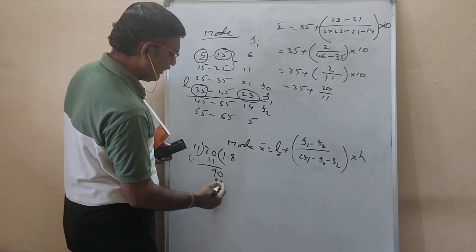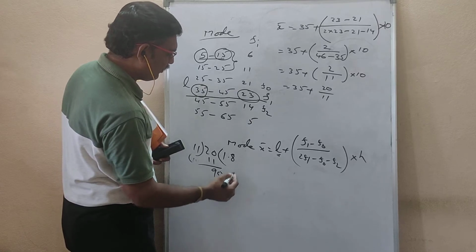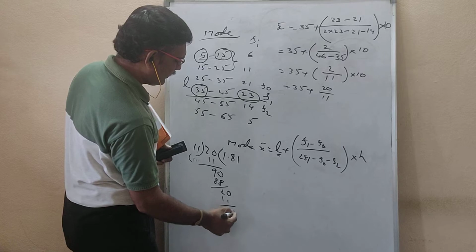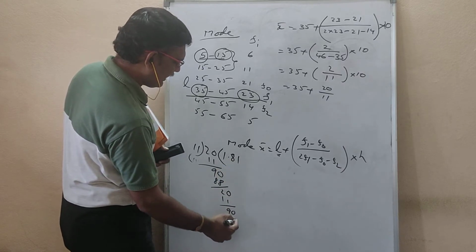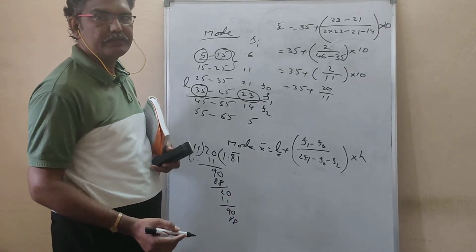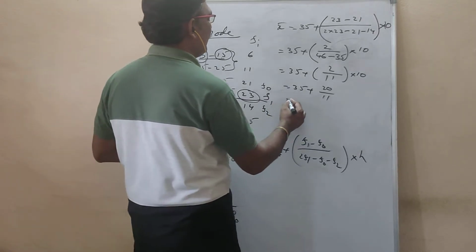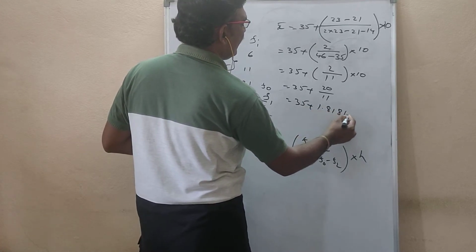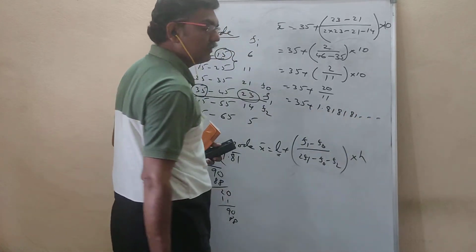11 eights are 88, 2, 0. 11 ones are 11, again 9. So you are getting again 8, 88. So you are getting 1.81 bar. 1.81 bar. 1.81, 81, 81, and so on.